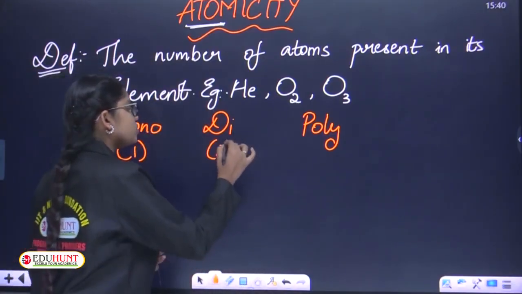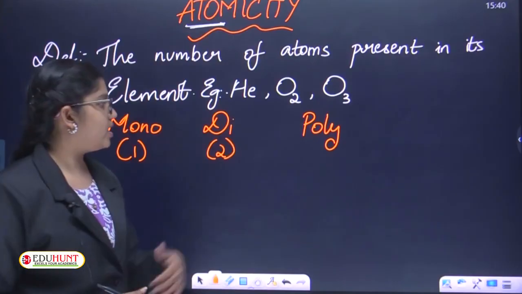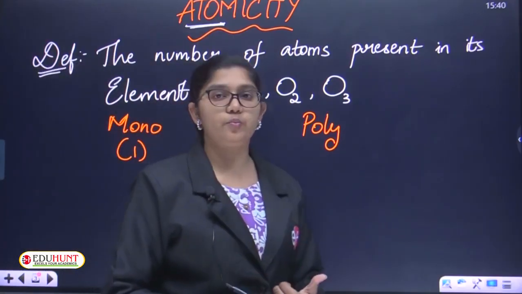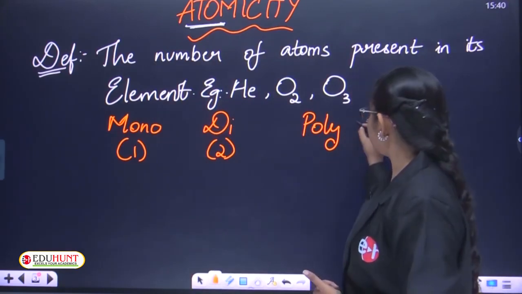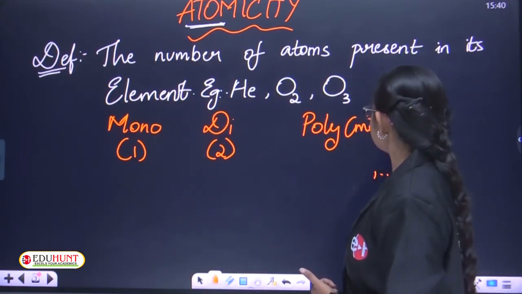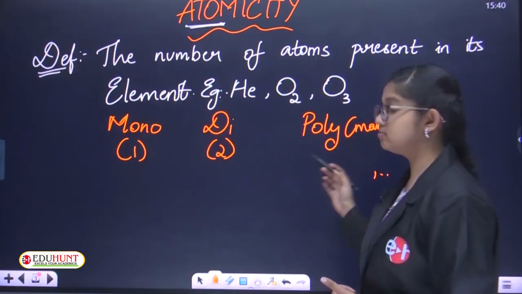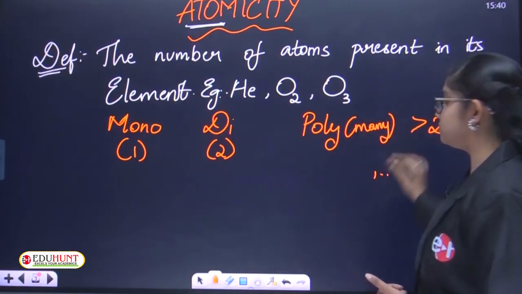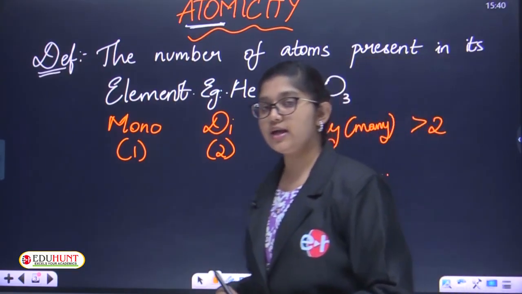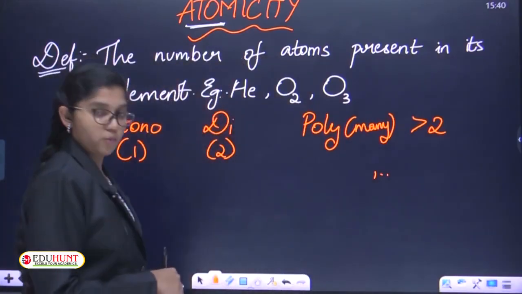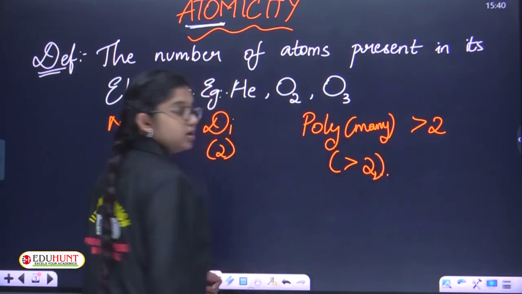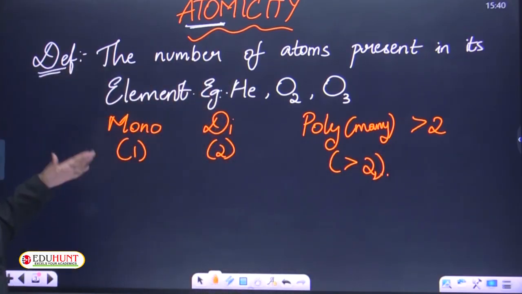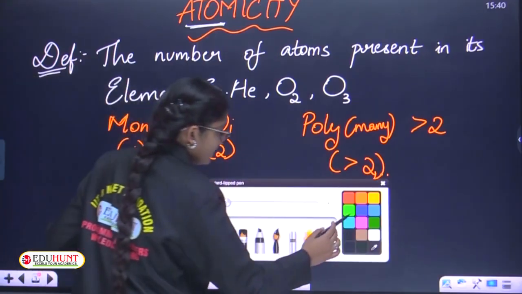Okay? You can easily see the number, don't worry. Okay, children? And what is meant by polyatomic? The word poly means many. Poly means many, let's say more than 2. Okay, more than 2. So in that condition, the element is said to be a polyatomic molecule. Okay, more than 2.